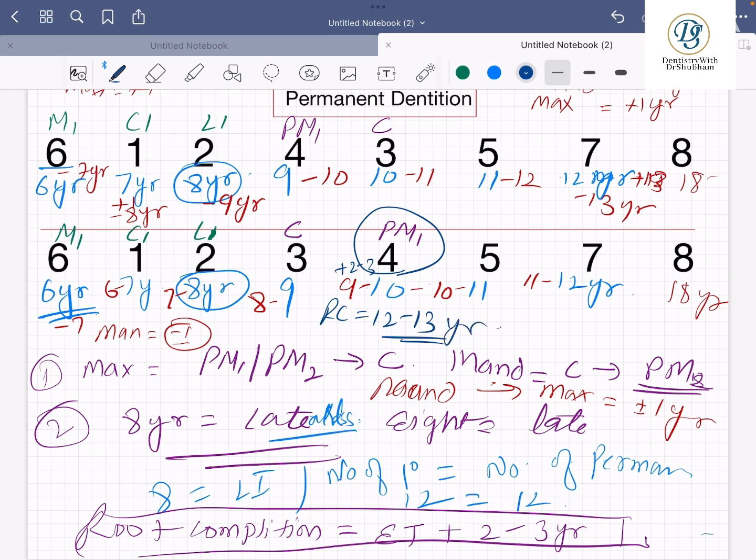When will the root of the upper second premolar complete? Simple. 12 to 14 to 15 years. Right, 12 to 13, 12 to 14 you can say. Very simple. Just have to add 2 to 4 to it. Simple, right? So it's very simple. You just have to follow the rules. Thank you very much. We will discuss the rest in the next class.